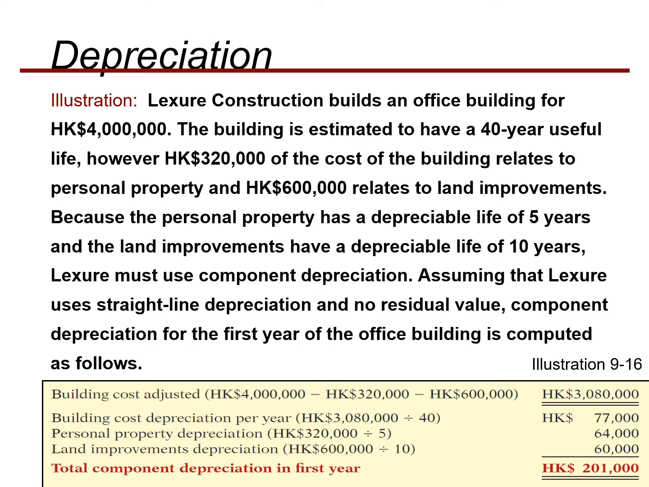So the total component depreciation for the first year would be 77,000 plus 64,000 plus 60,000, which gives us 201,000, and this would be the first year's depreciation expense.